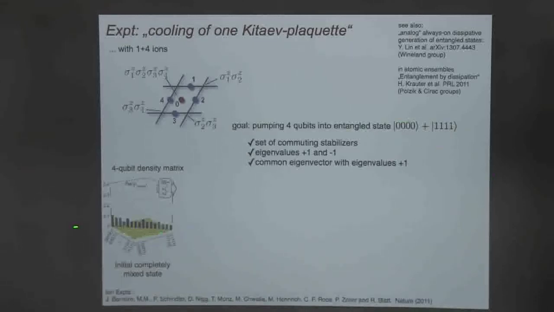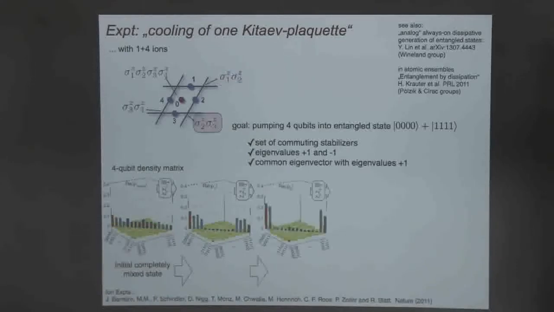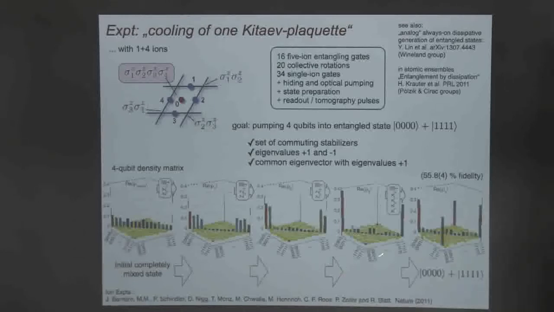So starting in a fully mixed state, this is an experimentally reconstructed density matrix, where you see that all populations appear with the same amplitude and no coherences are present. We realize then, by this digital method, as I pointed out, a sequence of pumping steps deterministically, such that ultimately the system is driven from any initial state to the unique target, in this case the GHZ state.